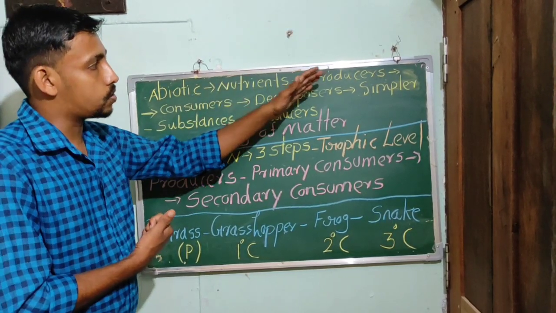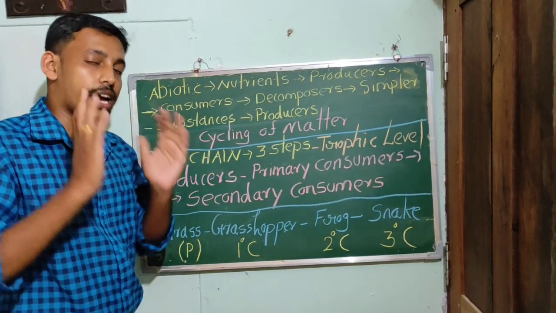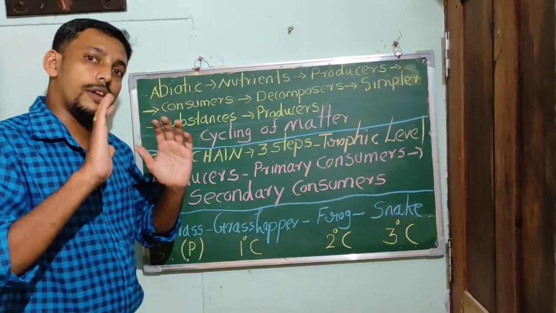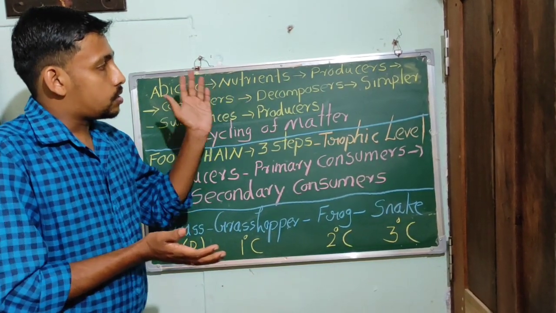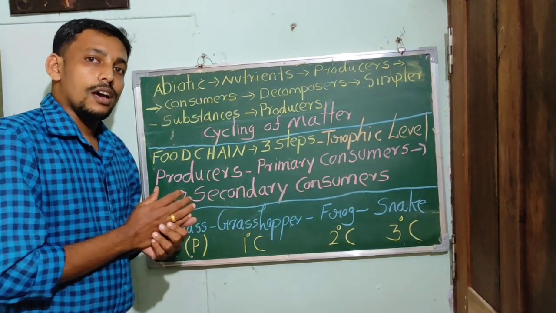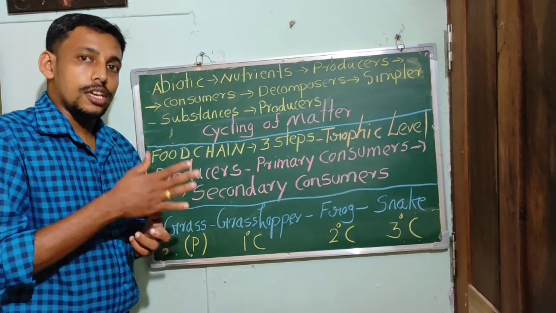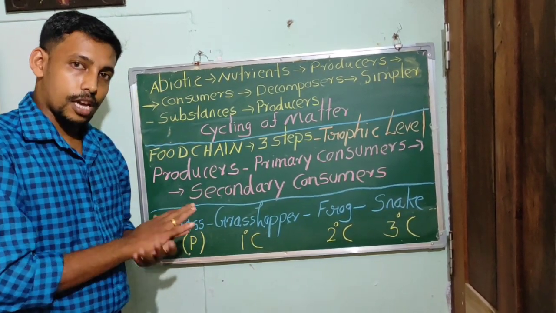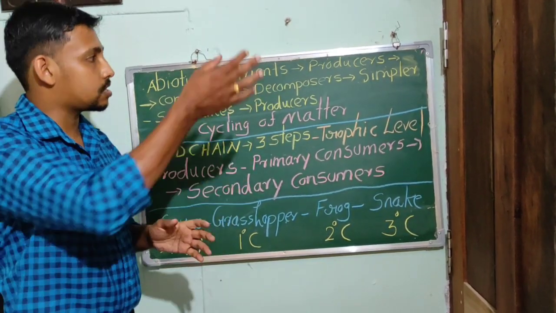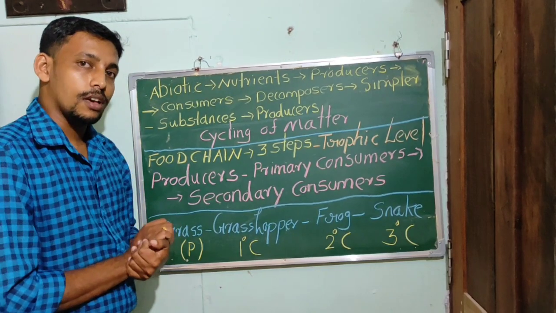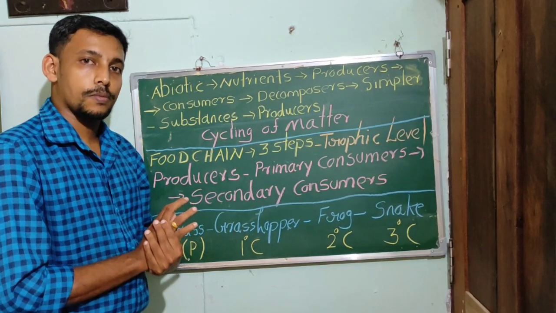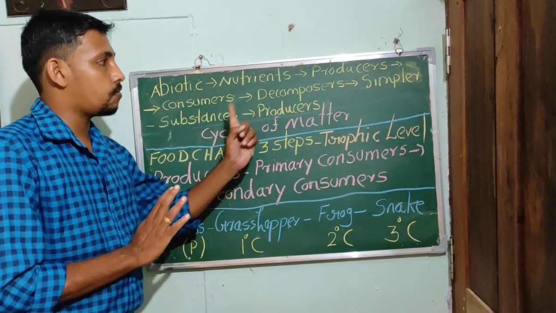And when the producers and animals die, the decomposers are in action. They will decompose, they will break down these dead and decayed matters into simpler substances. These simpler substances reach the soil again, and from the soil the producers absorb these nutrients again. So this is a cyclic process, and this cyclic process is known as the cycling of matter.